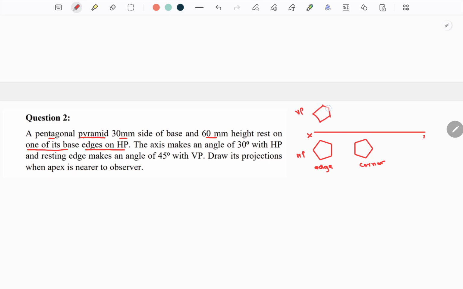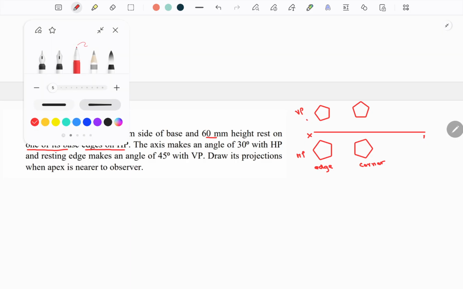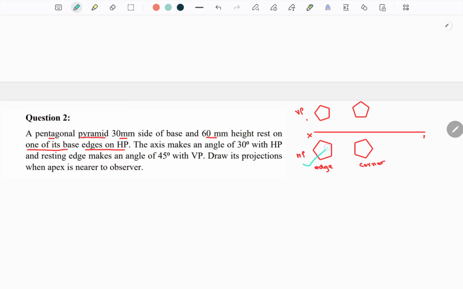So this is the correct position which we are going to draw, right? Edge resting on HP, and the edge resting condition is satisfied. The axis makes an angle of 30 degrees with HP. Axis makes 30 degrees with HP means this is theta, and the resting edge makes an angle of 45 degrees with VP. Which is the resting edge? This is the resting edge. It is going to make 45 degrees with VP. This is the condition for the third stage.